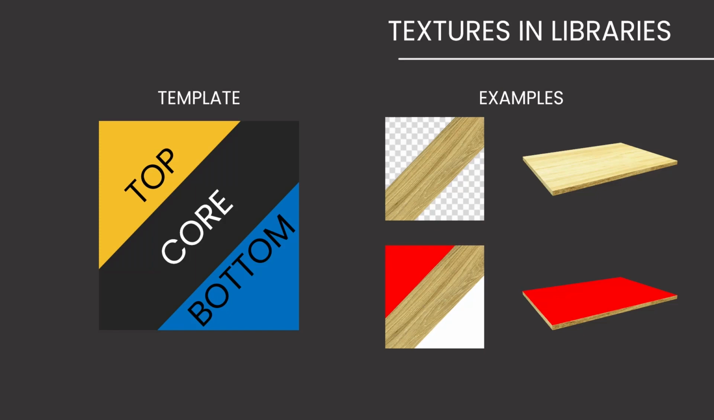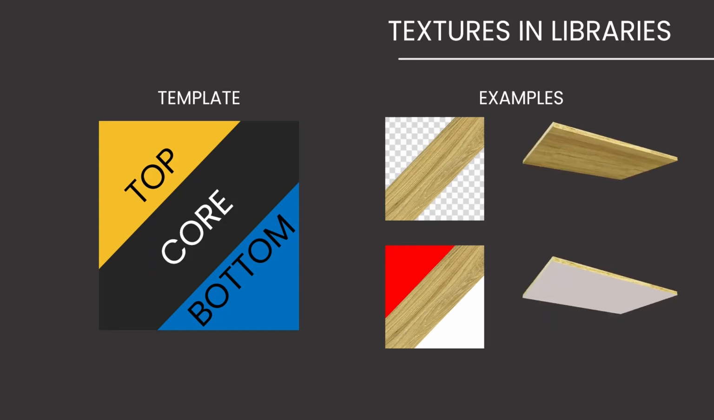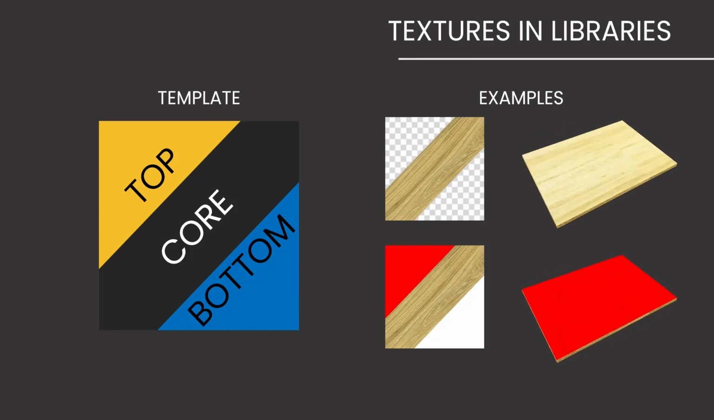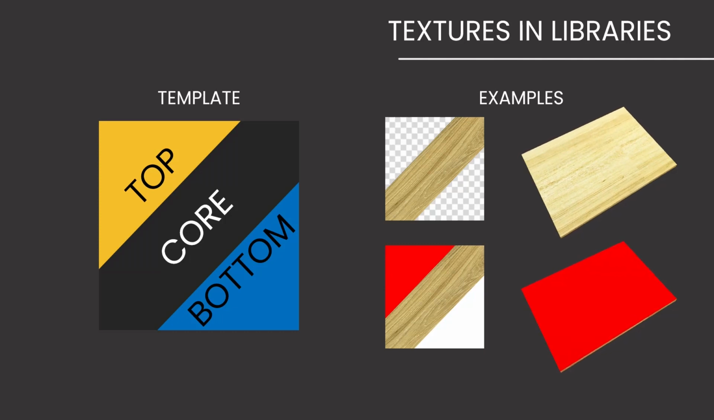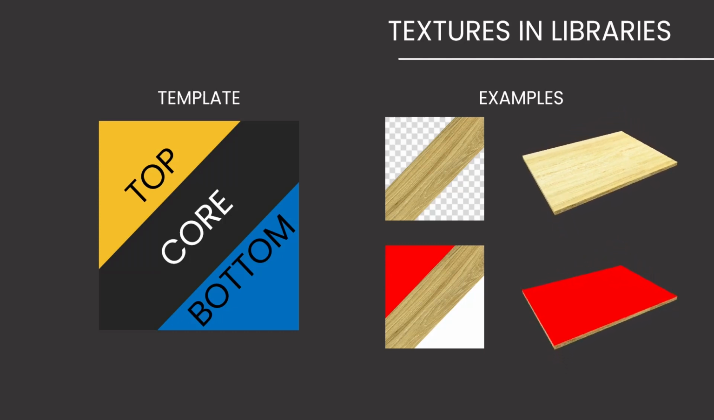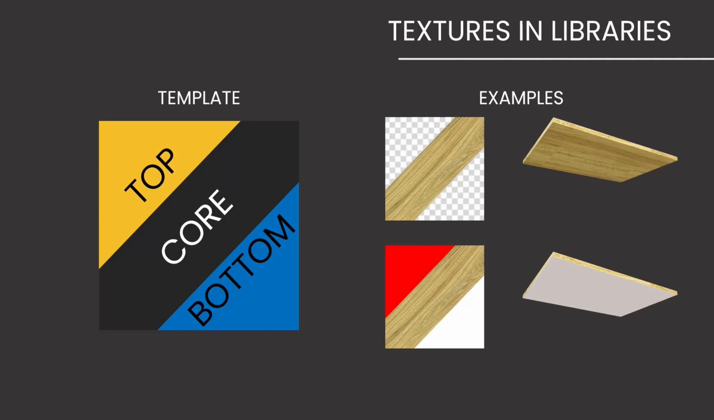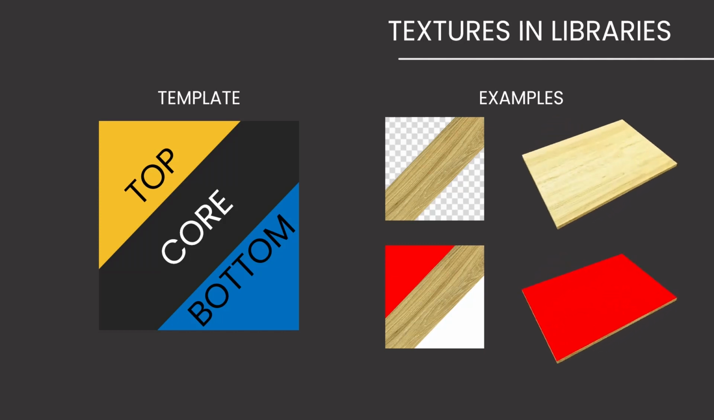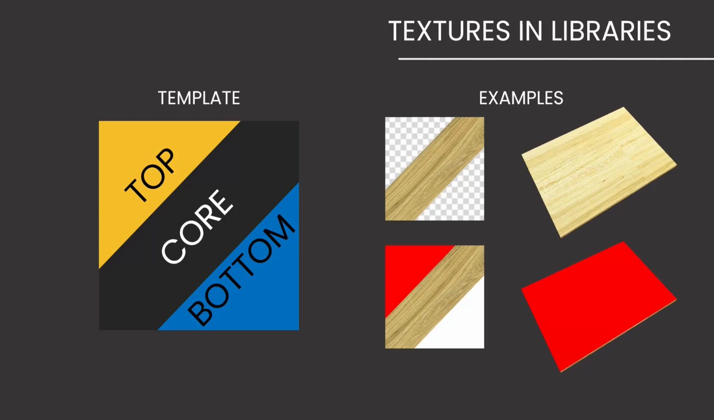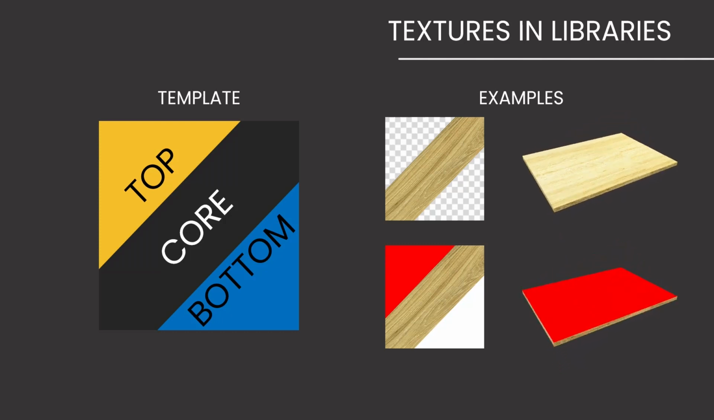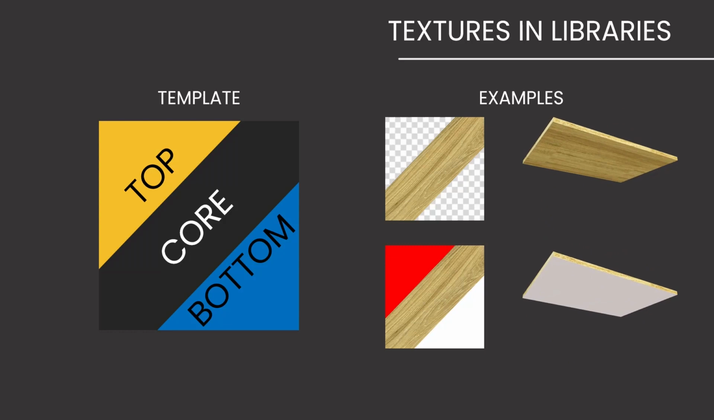Let's take a closer look at the thumbnail composition, which features inclined top, core, and bottom layers. In the example on the right, if we have only one texture, the top and bottom areas of the thumbnail will be empty and represented with a checkerboard pattern. In the second example, below, we can see a thumbnail with three different colors.